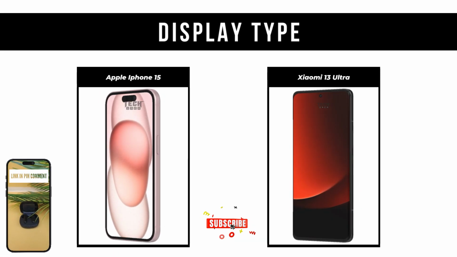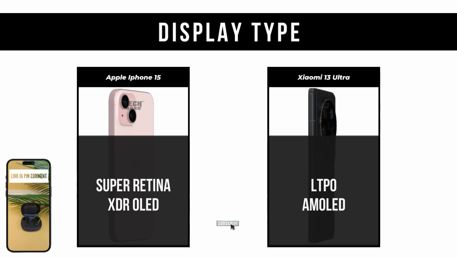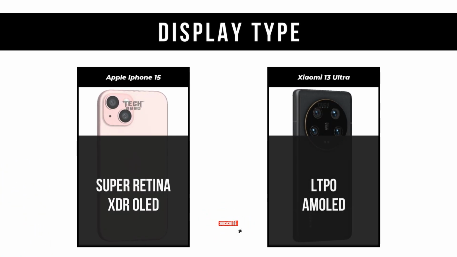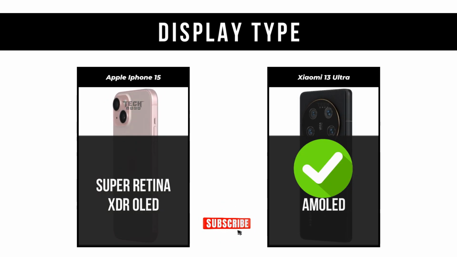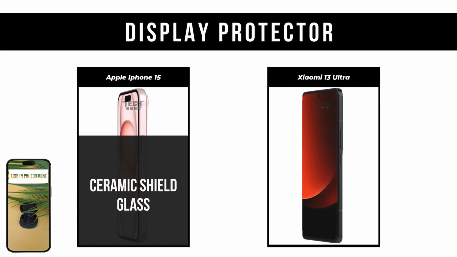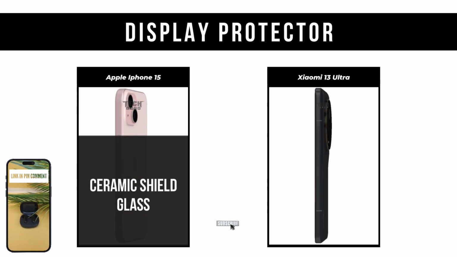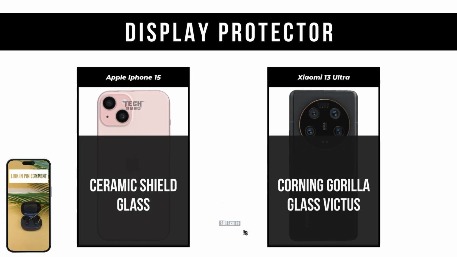Display type. Apple iPhone 15 is Super Retina XDR OLED. Xiaomi 13 Ultra is LTPO AMOLED. Display protector. Apple iPhone 15 is Ceramic Shield Glass. Xiaomi 13 Ultra is Corning Gorilla Glass Victus.